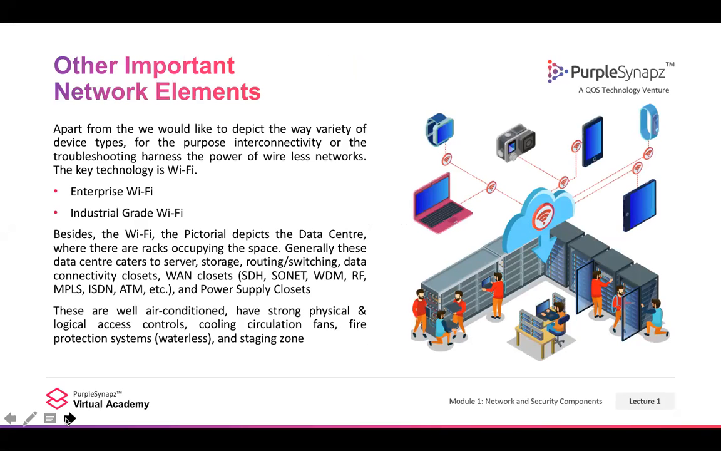Apart from that, we have to understand that Wi-Fi is also a very popular and very important technology. There are two types of Wi-Fi which are coming up or already in existence. One is the enterprise level Wi-Fi, which we always see deployed for us in our offices, in the cafes, in the hotels, in the room of the hotel where we are staying, or in the conferences somebody gives us. And then there is also industrial grade Wi-Fi.